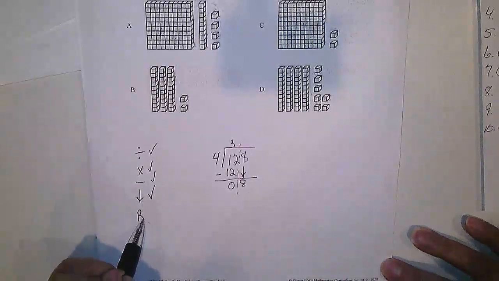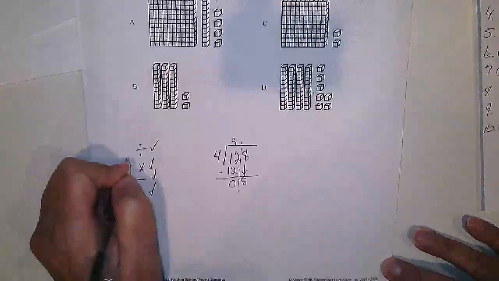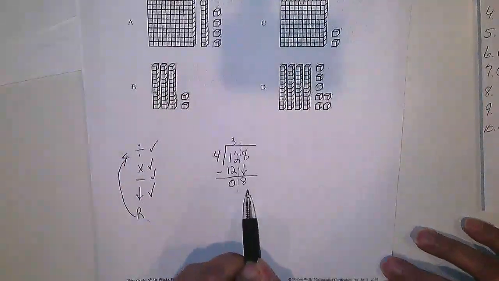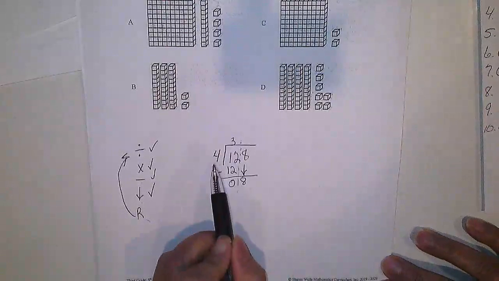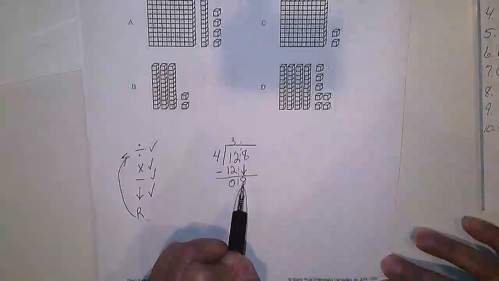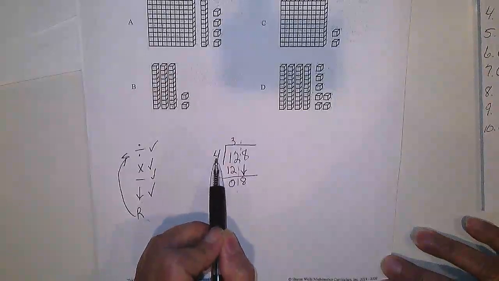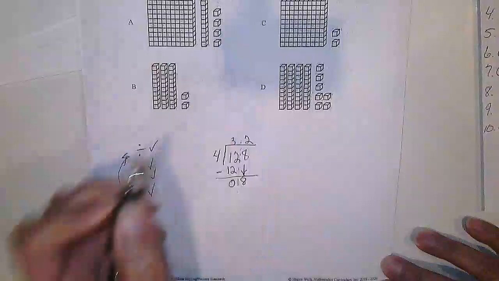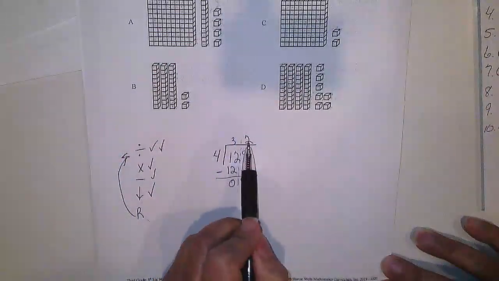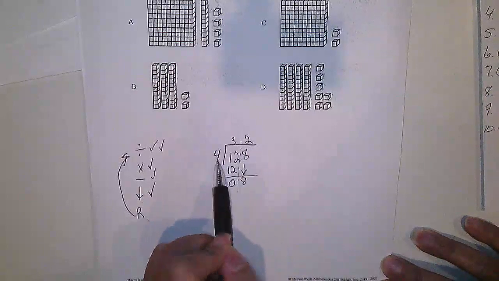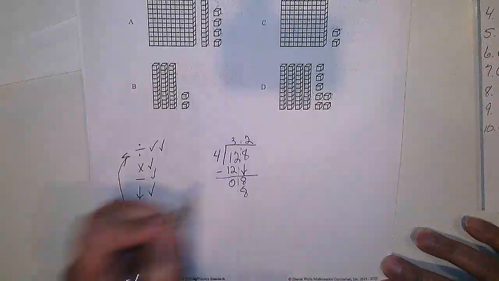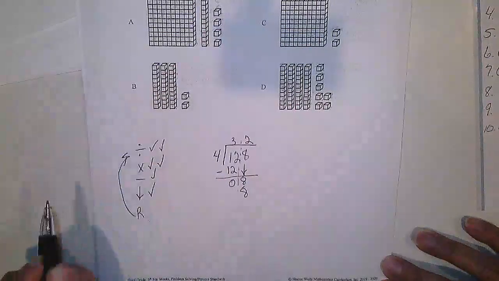Now we're going to repeat, which means we're going back up to division because our number here is still greater than our divisor. So now back up to here. 8 divided by 4 is 2. Check it off. We did it. Now we're going to say 2 times 4. 2 times 4 is 8. We multiplied, check it off.